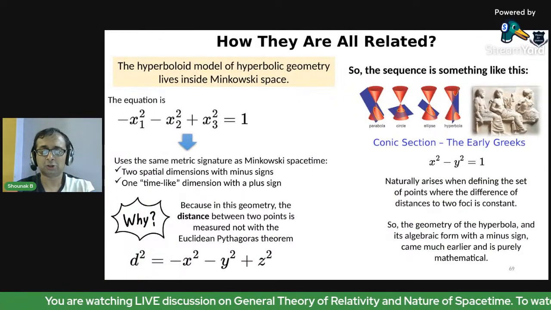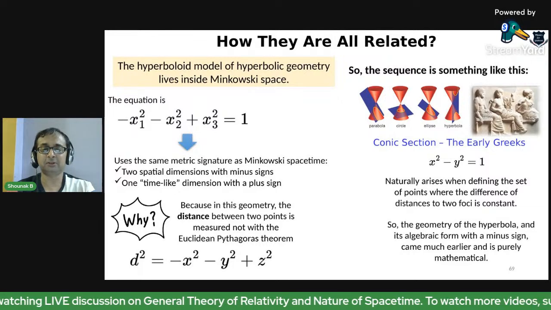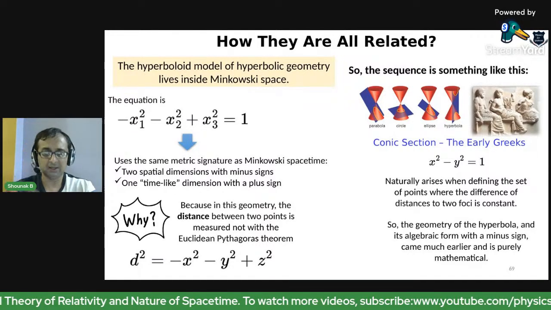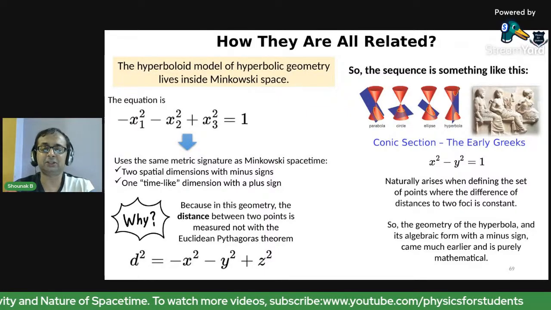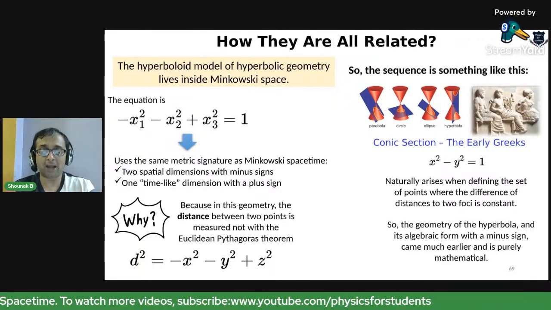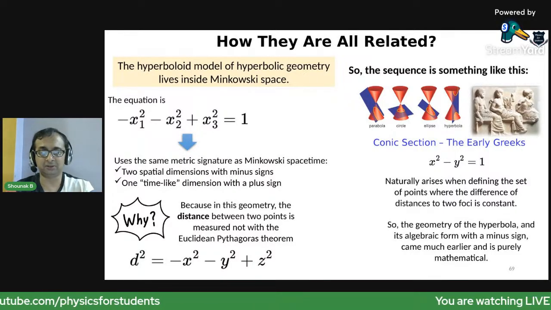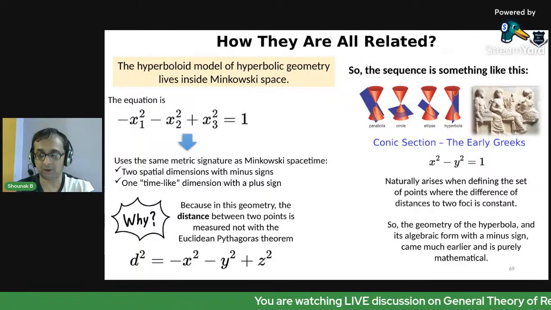Okay. So here you can see that the hyperboloid equation has a minus sign. We use the same metric signature as the Minkowski metric. But why? Because this is the geometry where the distance between two points is not measured by Pythagoras' theorem. It is basically what is called a hyperboloid.